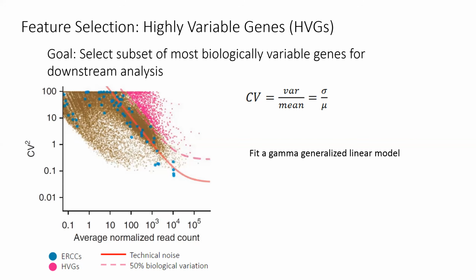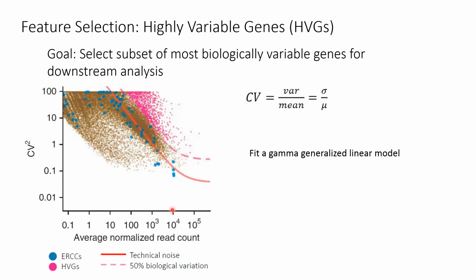So this model of technical noise can be parameterized using either the distribution of all of the genes or of synthetic ERCC spike-ins, which are colored in blue in this scatter plot. And because the ERCC spike-ins have a fixed starting concentration and are uniformly distributed throughout all of the droplets, the variation in the ERCC count should only arise from technical noise in the capture process and not due to any biological variation.